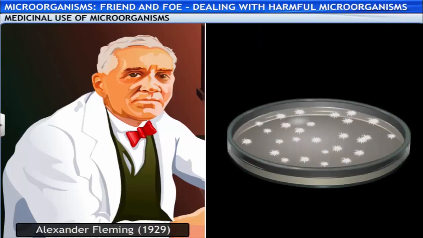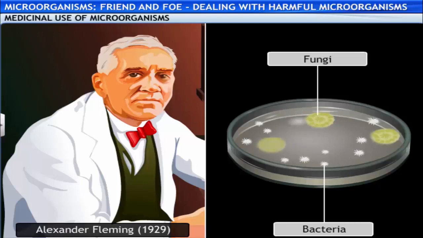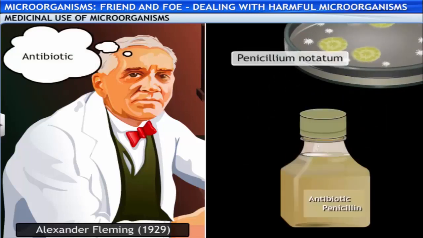When Alexander Fleming was growing bacteria, he suddenly found fungi in his culture plates. He observed that these fungi prevented the growth and even killed the bacteria. From this, the antibiotic penicillin was extracted and named after the fungi Penicillium notatum.